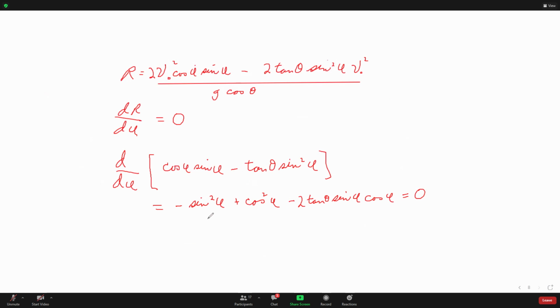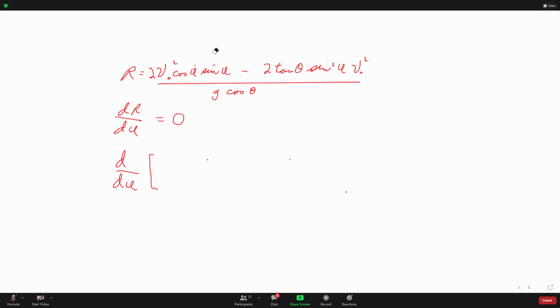You know what? Let's write this a different way after all. Let's let this be... No, wait a minute. I made a mistake, didn't I? This isn't right. It's 2 v naught squared cosine phi sine phi minus 2 v naught squared. No, this is correct. Okay.